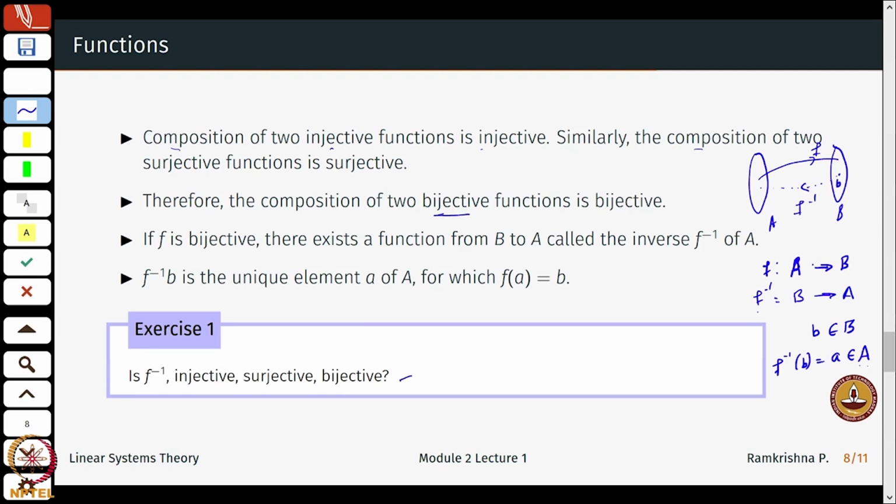Just check: given that f is both injective and surjective, what is f inverse? Do the same properties hold or not? Again, this should be like a 2-line proof.